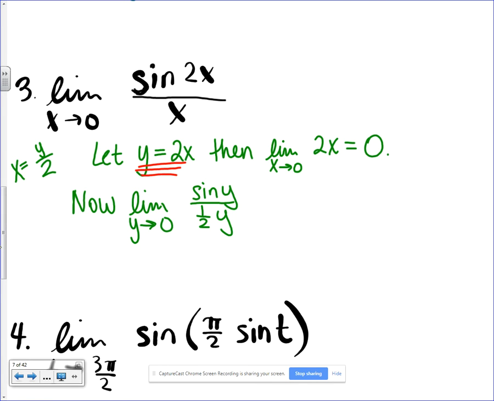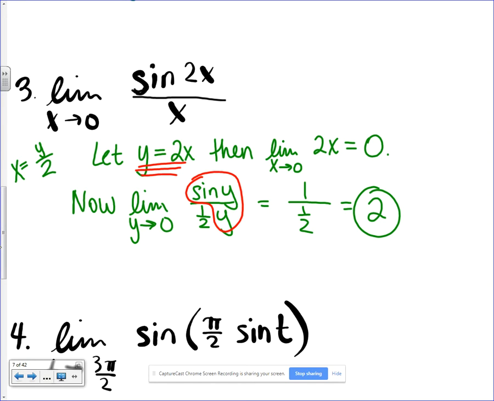Now we're in business, folks, because this is my identity, isn't it? What does that piece equal? 1? Everybody okay with that? So really, I have 1 over 1/2. Well, what's 1 over 1/2? 2. That would be my final answer.